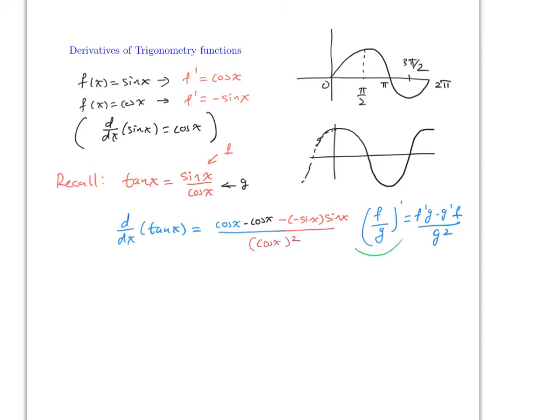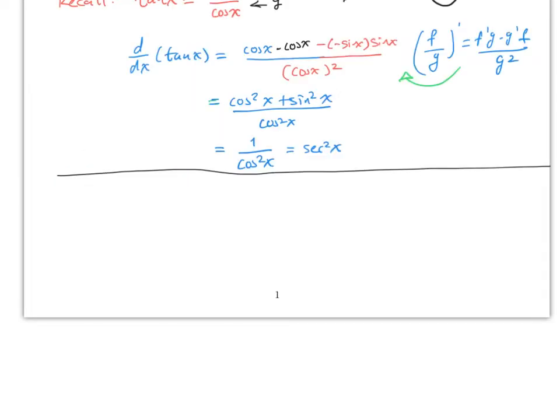So you can see how this formula is giving you this. This is f, this is g, so this is f prime times g minus g prime times f. On the top, you will get cosine squared x plus sine squared x, divided by cosine squared. But remember, cosine squared plus sine squared is equal to 1. So this is 1 over cosine squared, which is equal to secant squared. Right, let's try one more.